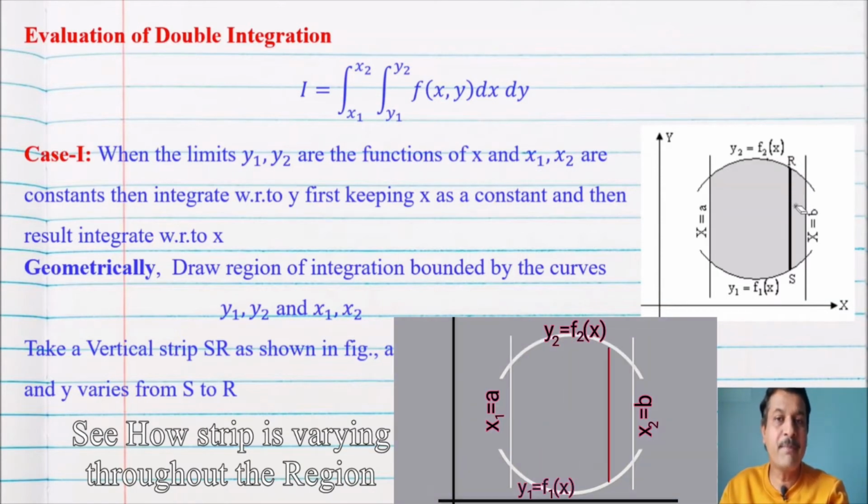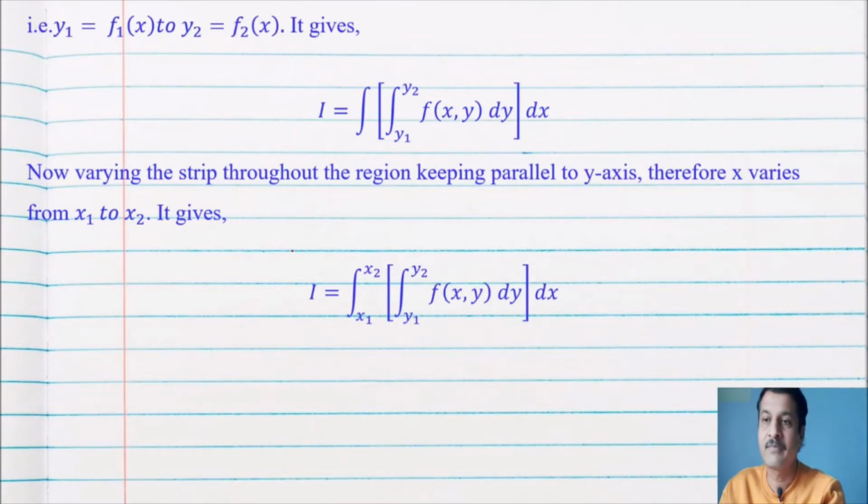Now keeping parallel to the y-axis, vary this strip like this, but keep this strip parallel to the y-axis. Okay, and that is why, what are the boundaries of x I am getting? These straight lines, and that is why you can find x equal to a to x equal to b. These are the limits of x, and it gives us this integration from x1 to x2.